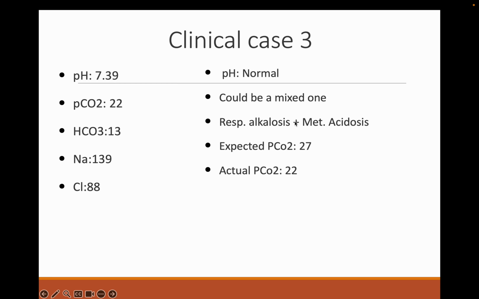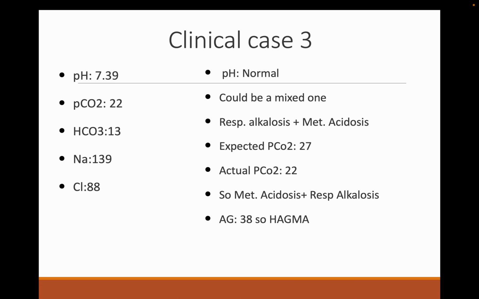If it is compensated, PCO2 will stay at 27 only. Then you can get compensated metabolic acidosis. So here both respiratory alkalosis and metabolic acidosis are there, because it is going below compensation. Anion gap is 38, so the delta ratio is also more than 2. So metabolic alkalosis is also there. So in this case there are 3 different scenarios.